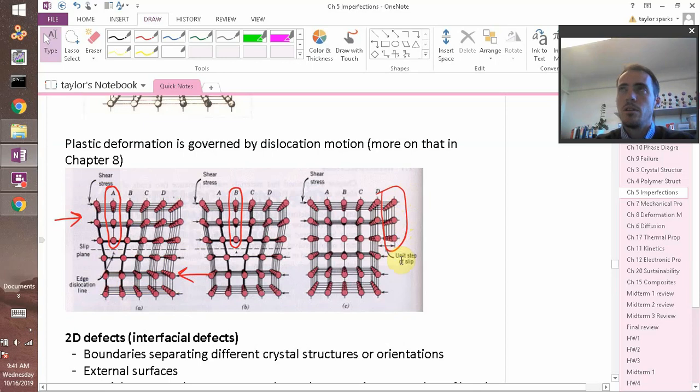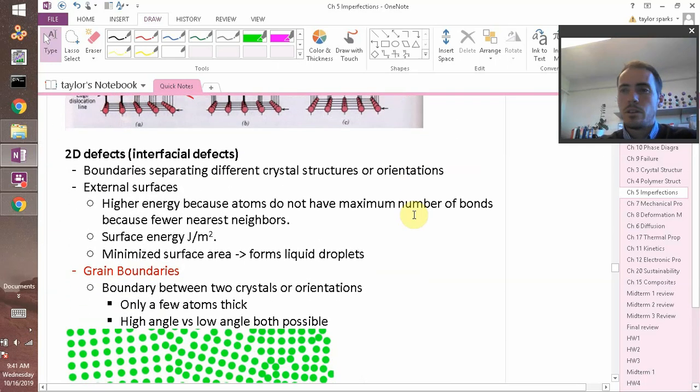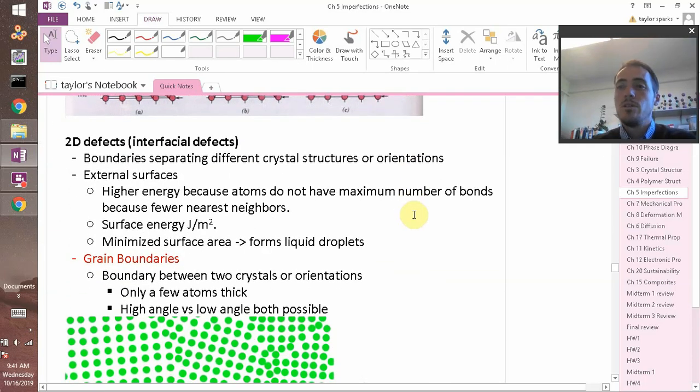It's actually changing, not volume, it's changing its dimensions by pushing atoms all the way through. Okay, so we'll talk a lot more about that in two chapters. So those are one-dimensional defects. Let's now turn our attention to two-dimensional defects.